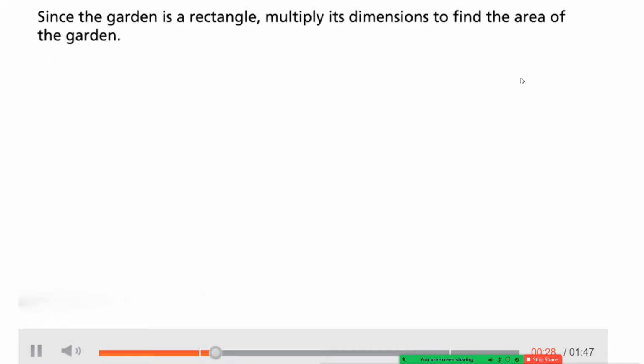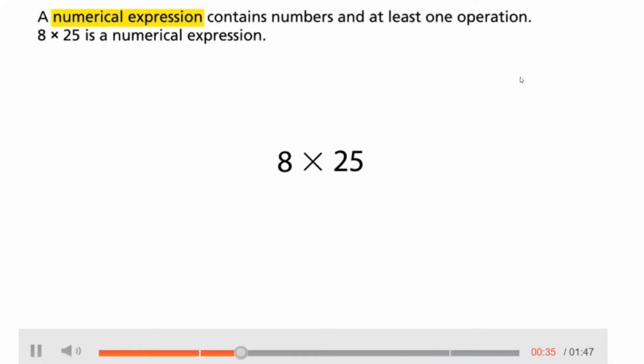Since the garden is a rectangle, multiply its dimensions to find the area of the garden. A numerical expression contains numbers and at least one operation. 8 times 25 is a numerical expression.